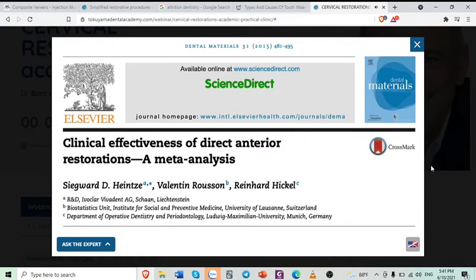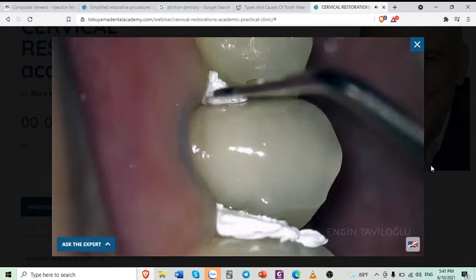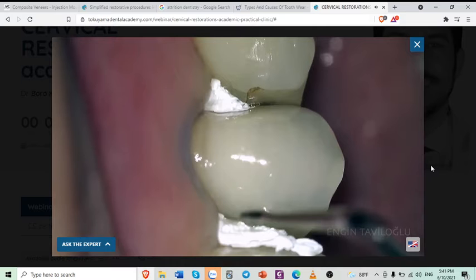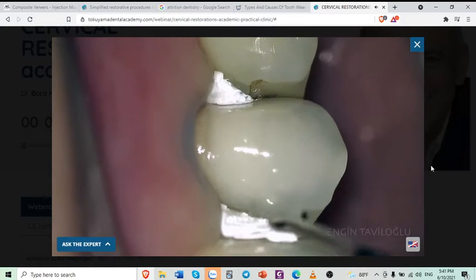Now, in scientific literature, we see that isolation with the rubber dam is always proposed as a golden standard. The only negative effect is that there are traumas to the periodontal tissue, and these researchers are right. You see here one of the cases treated with success by Engin.